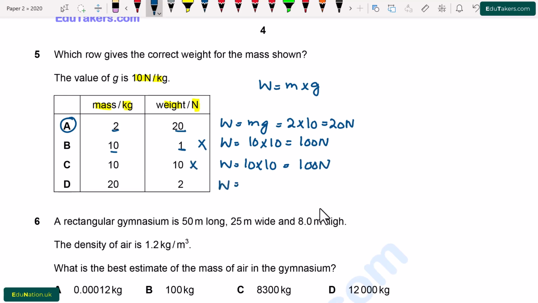For the last option, here is 20 and the value of g is 10. So the total will be 200 Newton, but here it is given 2. That's why this option is also incorrect. Only A is correct, which shows that mass is equal to 2 kg and weight is equal to 20 Newton.